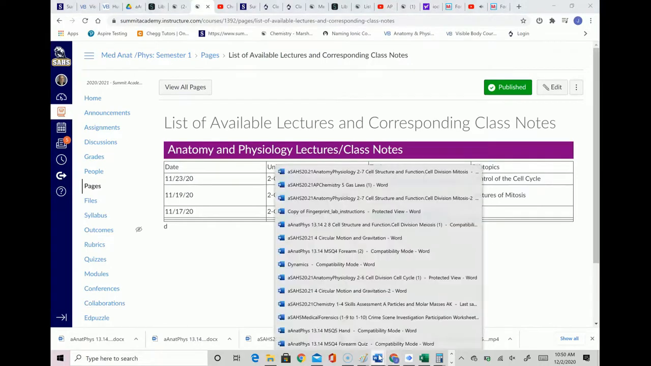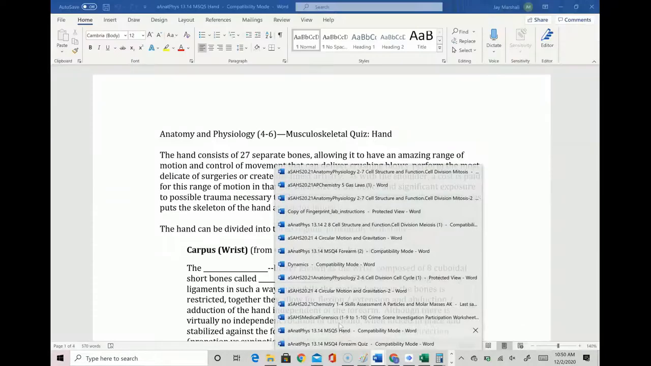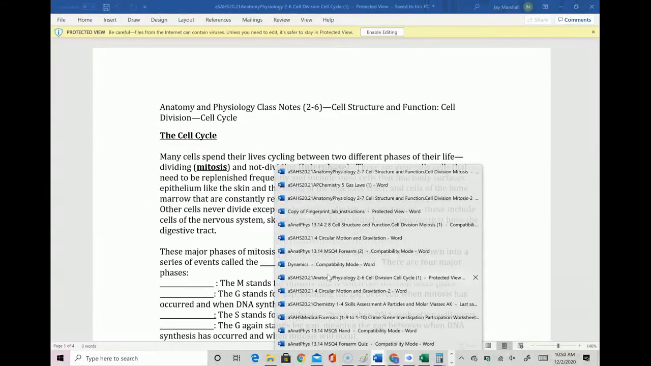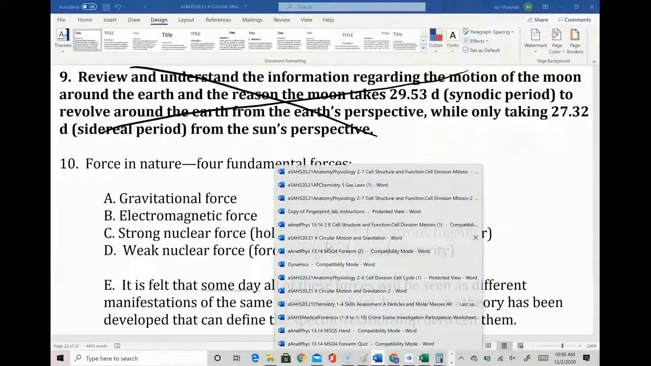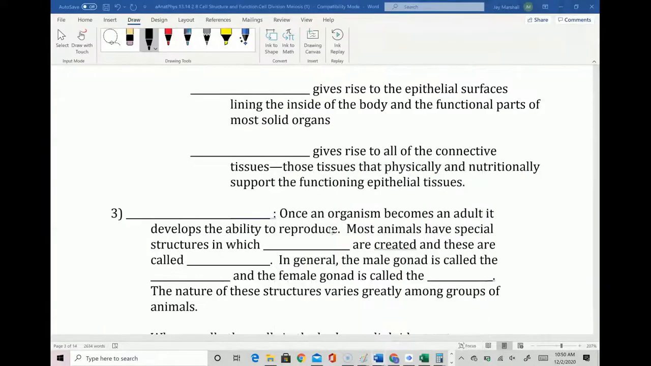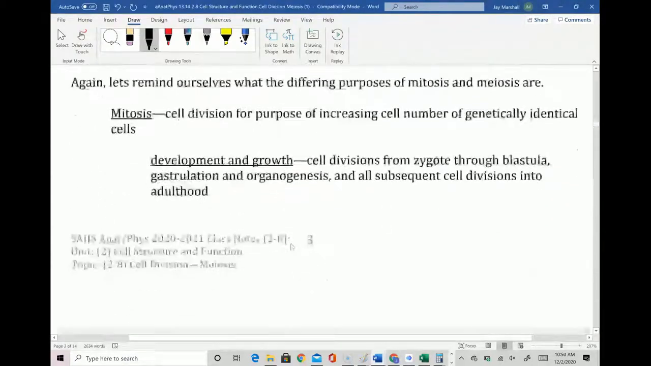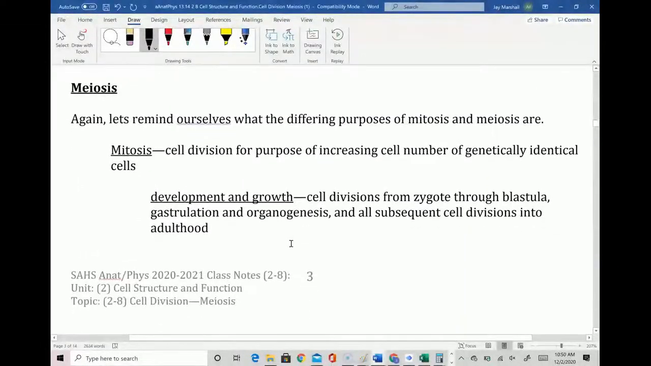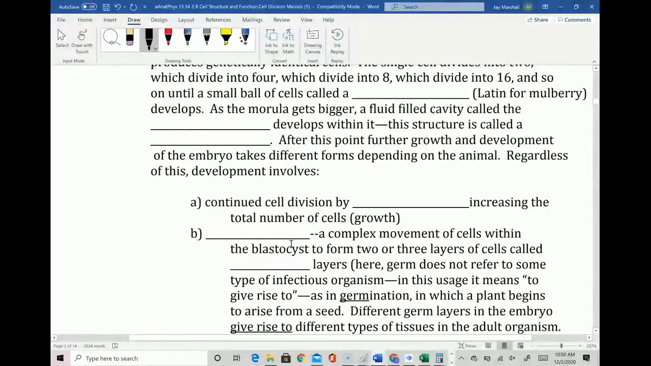So we were talking about meiosis. And we had, so I guess that would require, you got in the back of these.